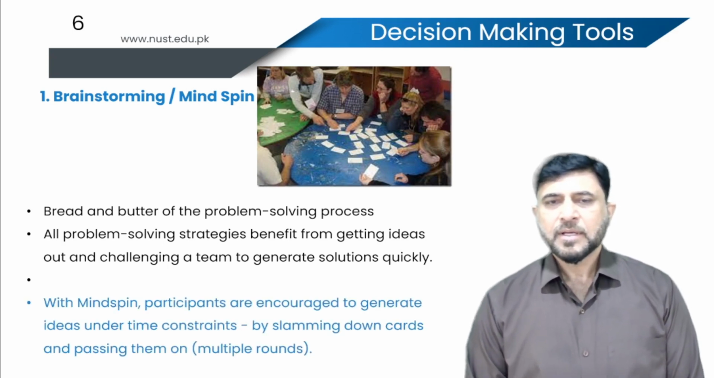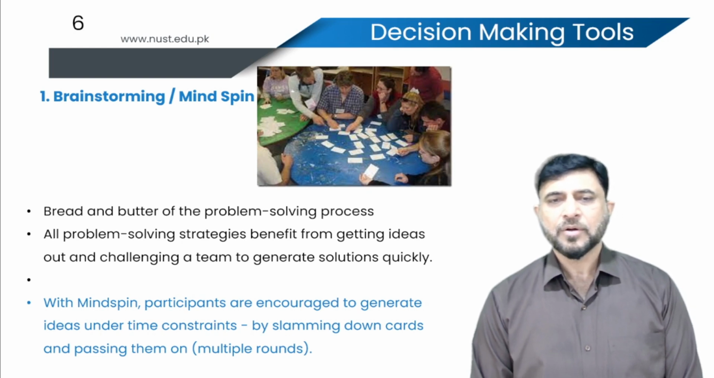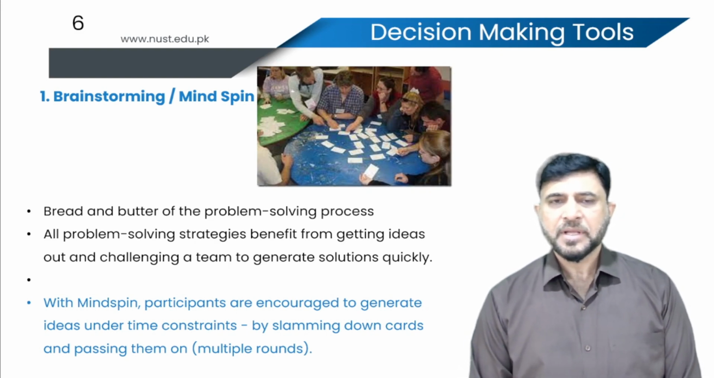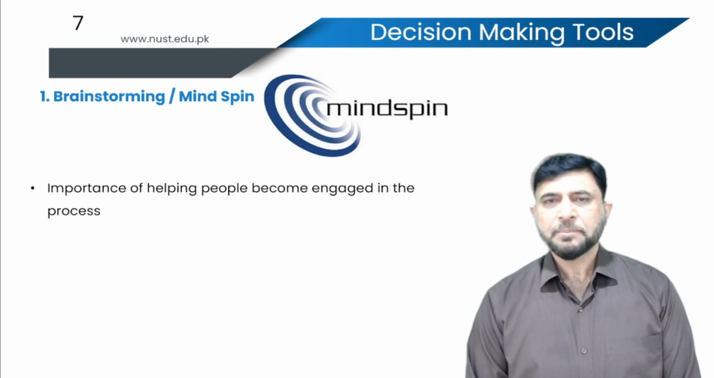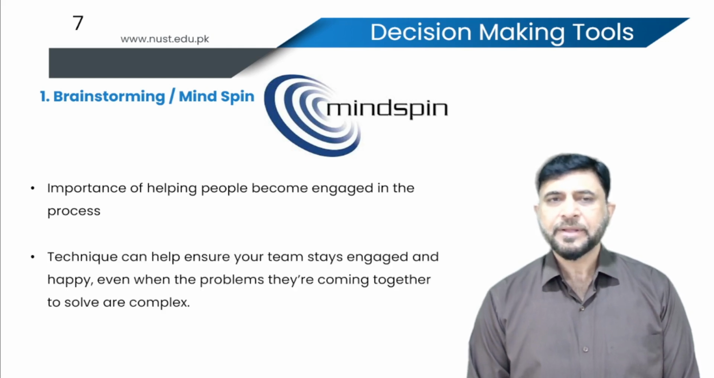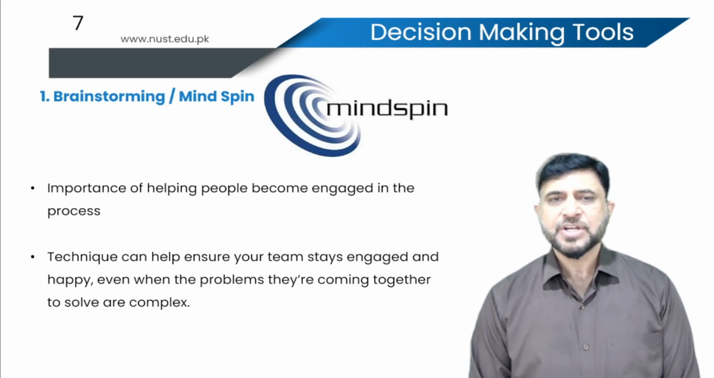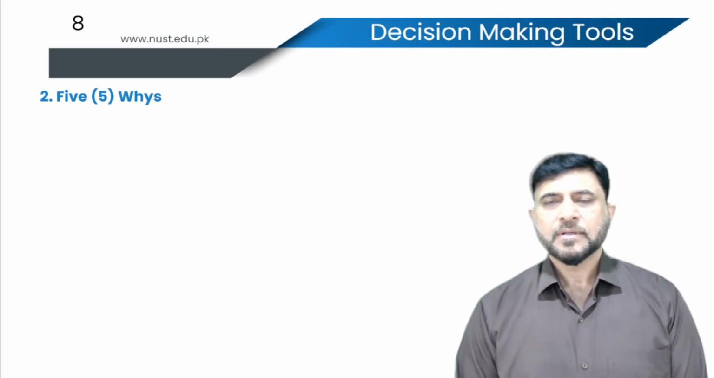And with Mindspin, participants are encouraged to generate ideas under time constraints by slamming down cards and passing them on multiple rounds. So basically, they write down their ideas while sitting in a brainstorming session in a team, and they pass on to the others. Importance of helping people become engaged in the process because it is a teamwork. Again, it is a teamwork. Technique can help ensure your team stays engaged and happy even when the problem they are coming together to solve are complex. What are 5 whys?